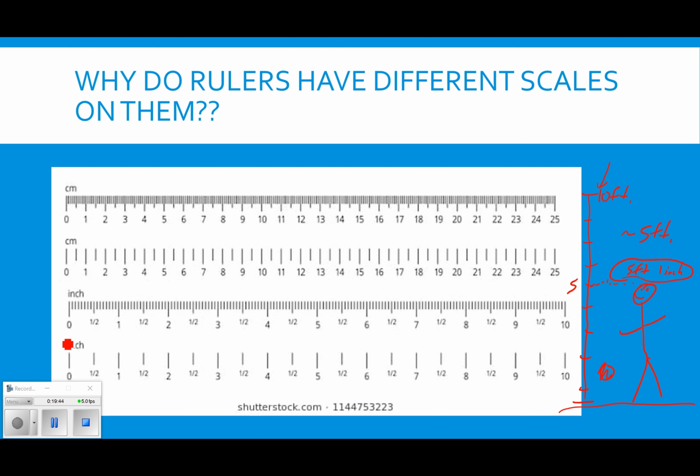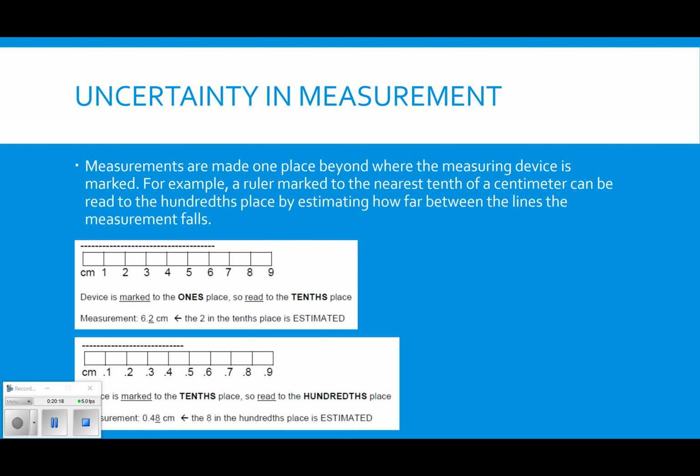And it's the same idea here. If we are trying to measure something using this ruler, let's say we go to the end of this line here. This measurement in between, we can get different numbers depending on which scale we use. And because we have finer tick marks in one ruler, we can make a finer measurement. So measurements are generally made one place beyond where the measuring device is marked.